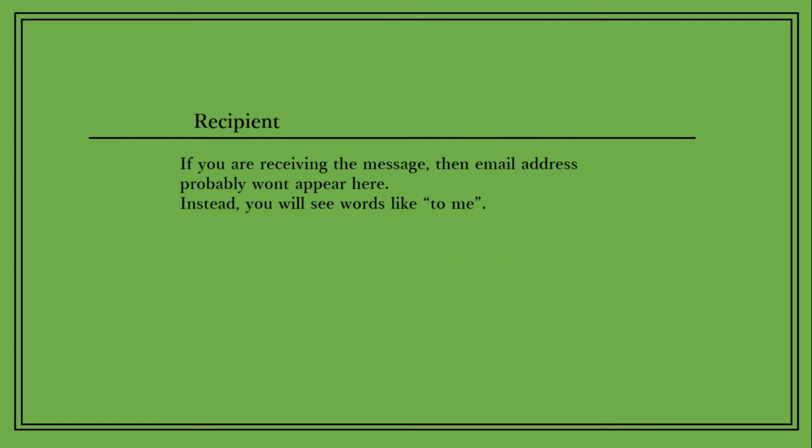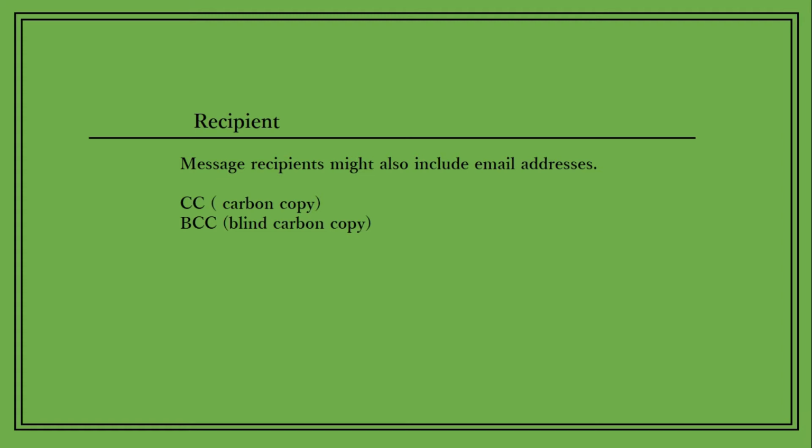Then there is the section of recipient. If you are receiving the message, then your email address probably won't appear here. Instead, you will see words like to me. In the recipient section, message recipients might also include other email addresses. There are two types of these addresses, CC and BCC. CC stands for carbon copy and BCC stands for blind carbon copy.